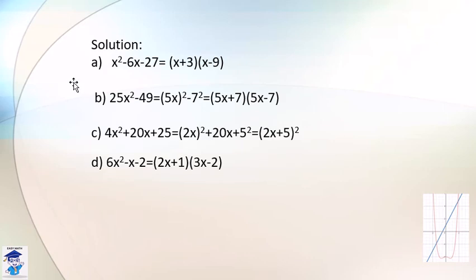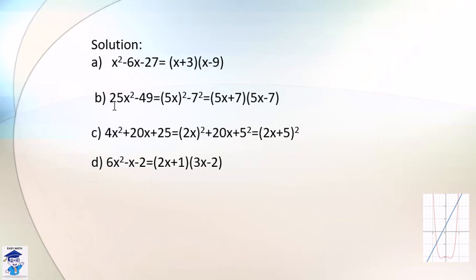The solutions are: number A, x squared minus 6x minus 27. We see the last term is negative 27 and the middle term is negative 6x. So we make it like that: 3 times negative 9 is negative 27, and negative 9x plus 3x is negative 6x. So the final answer is x plus 3 times x minus 9.